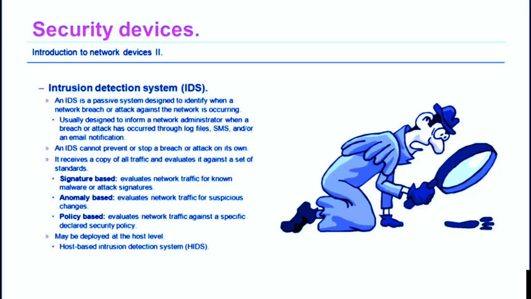Or the standard may be anomaly-based. This is where it evaluates network traffic for suspicious changes. Or it may be policy-based. This is where it evaluates network traffic against a specific declared security policy. An IDS may be deployed at the host level. When it's deployed at the host level, it's called a host-based intrusion detection system, or HIDS.